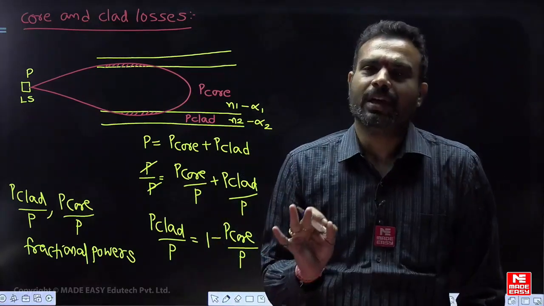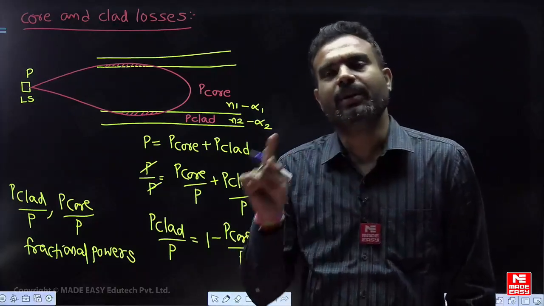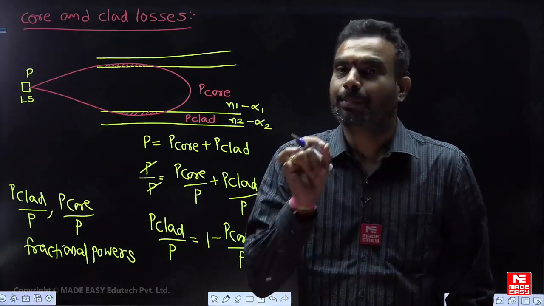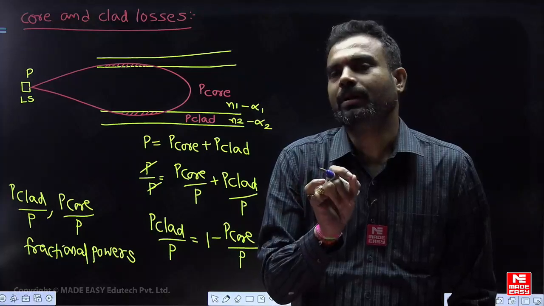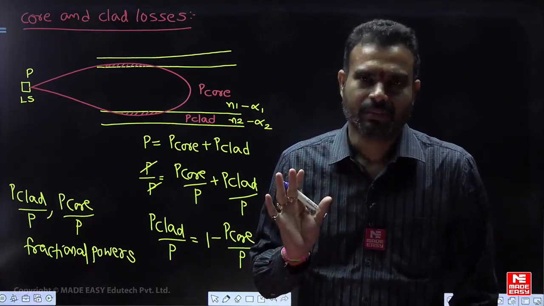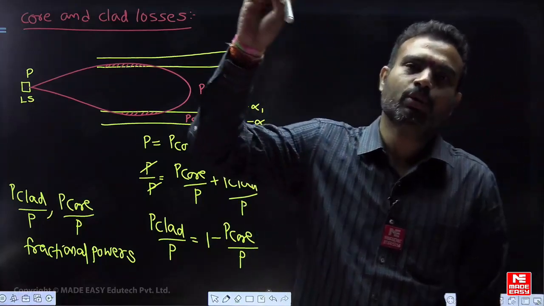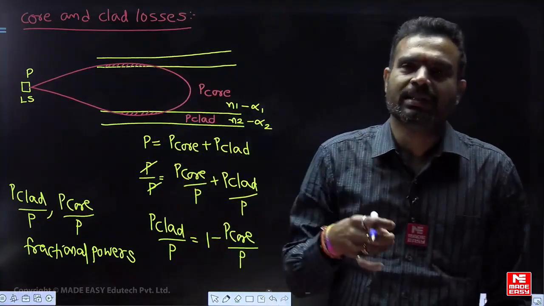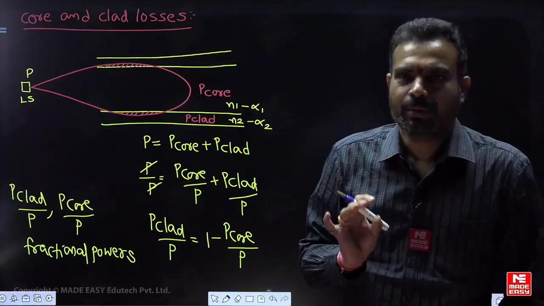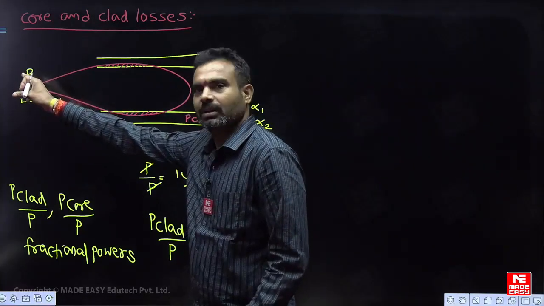So whenever we are coupling light from a light source into a fiber, okay, some part of the power goes into the clad because of the bad coupling, okay, because of the bad coupling, and that power which goes into the clad is considered to be a loss, okay, because the total power produced by the light source is P.